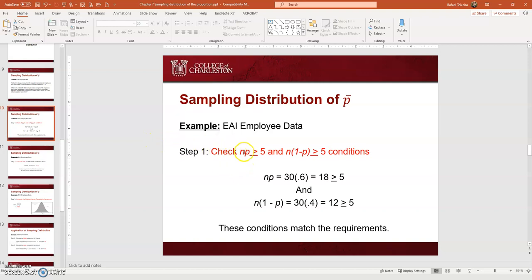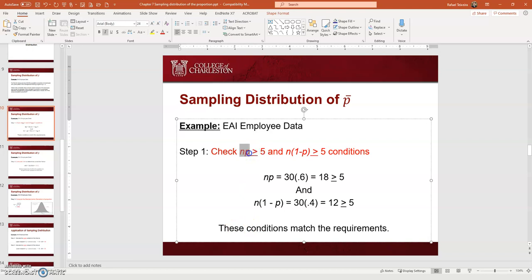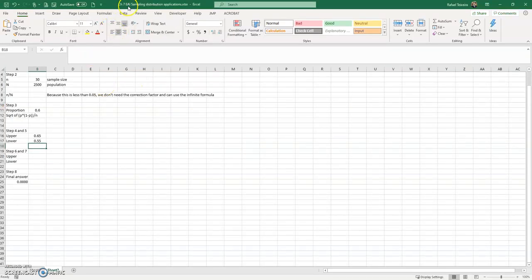The first step is check the conditions. We have to check if this multiplication of sample size by population proportion is higher than 5, and if this multiplication of sample size multiplied by 1 minus proportion is higher than 5. So we go to Excel. This is the file EAI sampling distribution application. And I have the sample size 30, the population size of 2500. They come from the problem. And this is what I have to do.